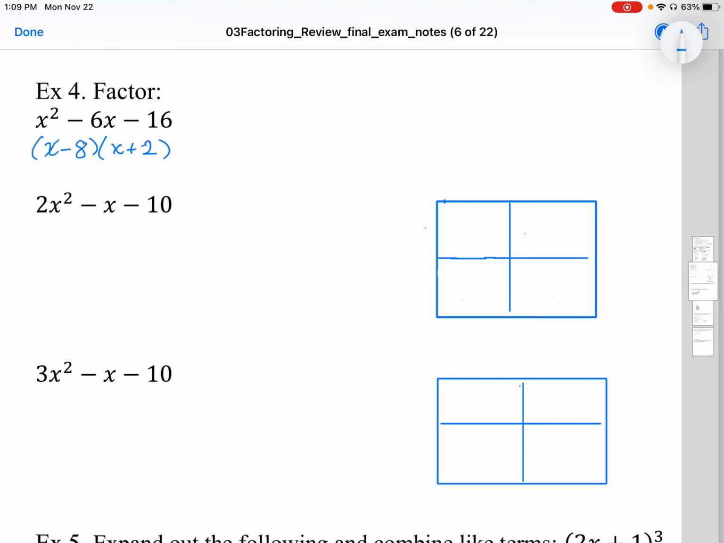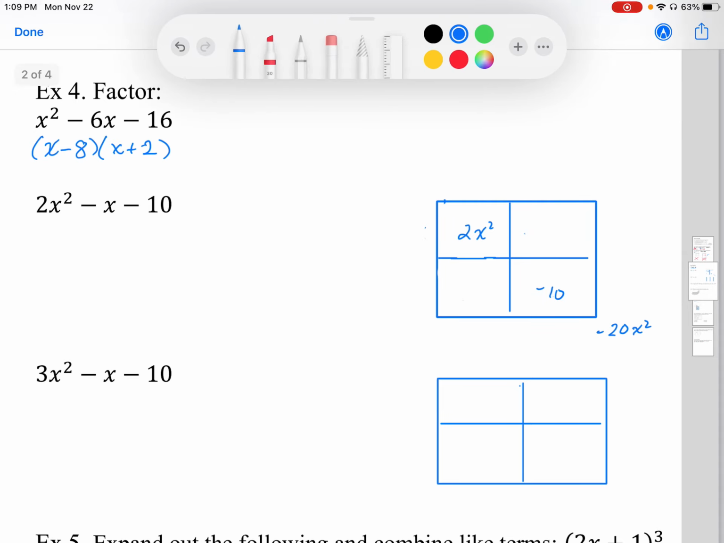The next one here does have a leading coefficient of 2, so it's a little bit harder. So we want to use the property that if we multiply the first and last terms, it helps us decompose or split up the middle of negative 1. So we can do that the same in our box multiplication. If I multiply the first times the last, I get negative 20x squared, and this allows me to split the middle. So this middle term, negative 1, must come from the sum of these two parts.